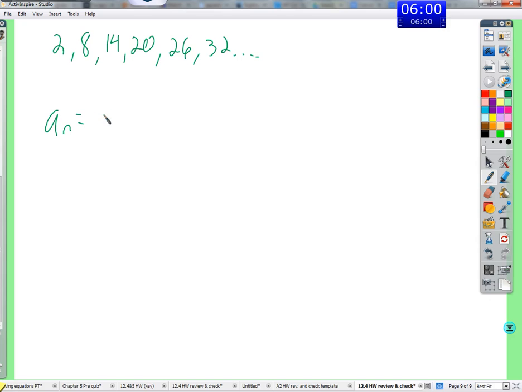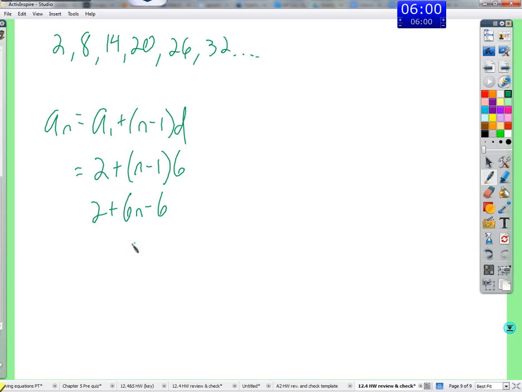Two plus six plus two. Remember, this is arithmetic, so it's a sub n equals a sub 1 plus n minus 1 times d. So it's 2 plus (n minus 1) times 6. If we distribute the 6, we get 6n minus 6. Combine these together: 6n minus 4.